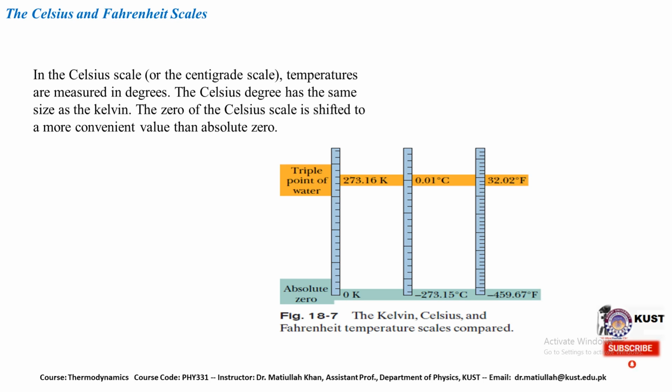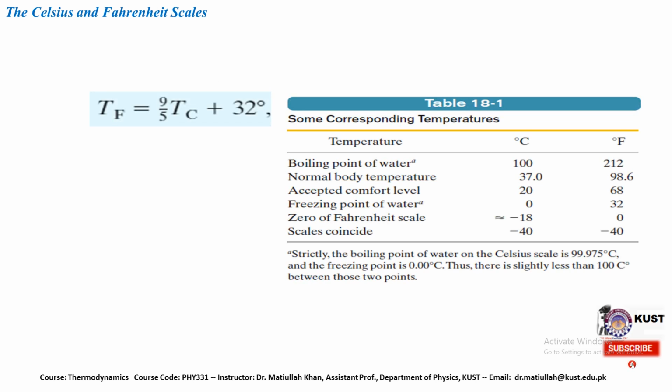Normally in the Celsius scale, the temperature is measured in degrees. The Celsius scale has the same size as the Kelvin scale because it has 100 divisions. The zero of the Celsius scale is shifted to a more convenient value than absolute zero. Temperature measured in one scale can be easily converted into other scales, and there are equations for that. If we want to convert between the Fahrenheit and Celsius scales, we can use this equation. It is very easy to use this equation to convert a measurement done in one scale system into other scale systems.